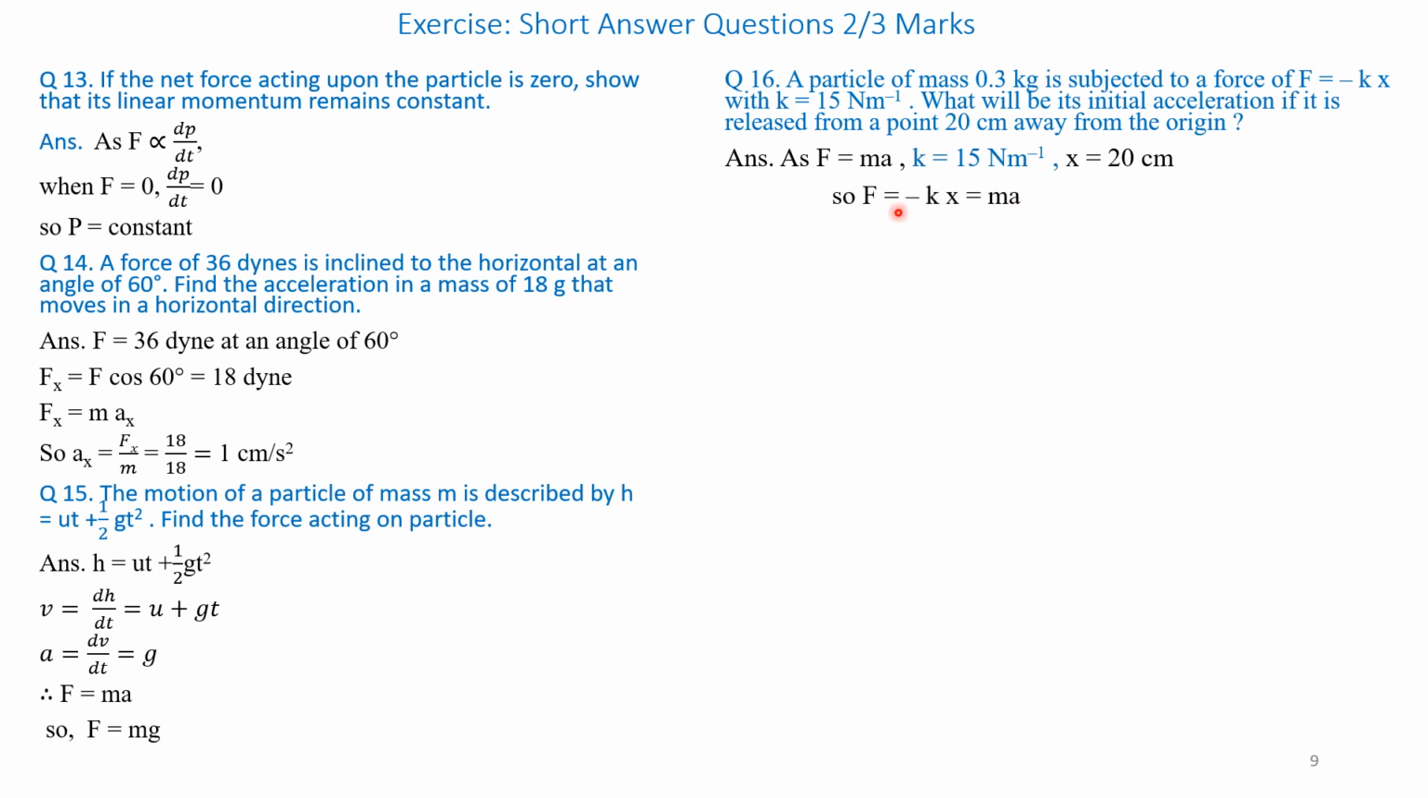Therefore, F is equal to minus Kx, that is equal to m into a. Therefore, substituting the values, a is equal to Kx divided by m between these two relations. Therefore, a is equal to 15 into 20 divided by 0.3, that is equal to 10 meters per second square. That is the answer. Therefore, a is equal to minus 10 meters per second square.